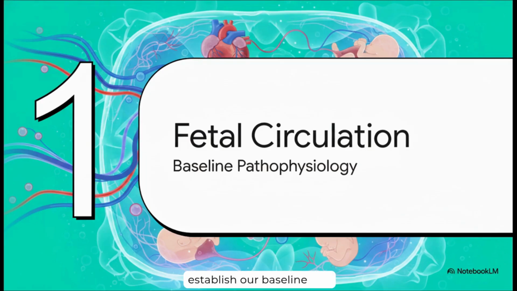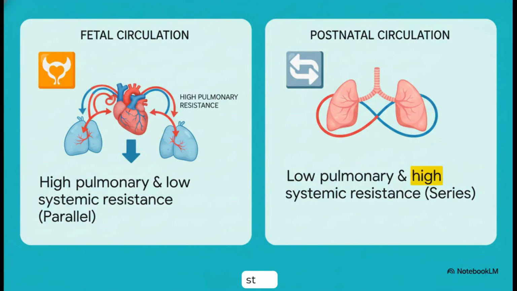Let's establish our baseline and look at this highly specialized, perfectly adapted fetal environment. Now, birth represents this instantaneous stark shift from a parallel circuit dominated by the placenta to a series circuit that is totally reliant on the lungs. In utero, the lungs are fluid-filled and they aren't involved in gas exchange at all, which creates this massive pulmonary vascular resistance, or PVR. Meanwhile, the placenta is acting like this huge, low-resistance reservoir, which keeps systemic vascular resistance, or SVR, incredibly low. It's basically a complete mirror image of adult physiology.